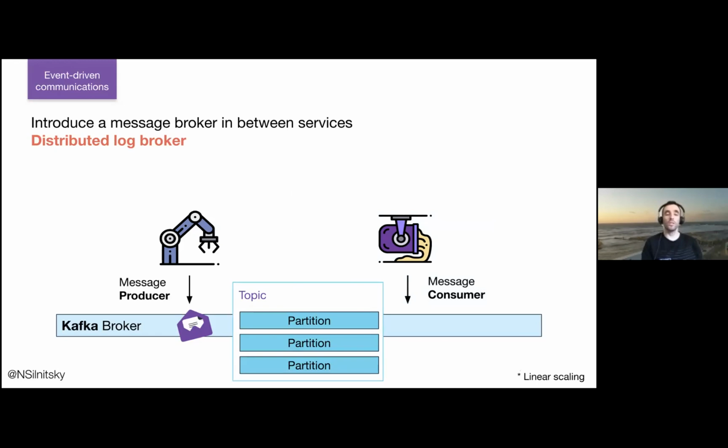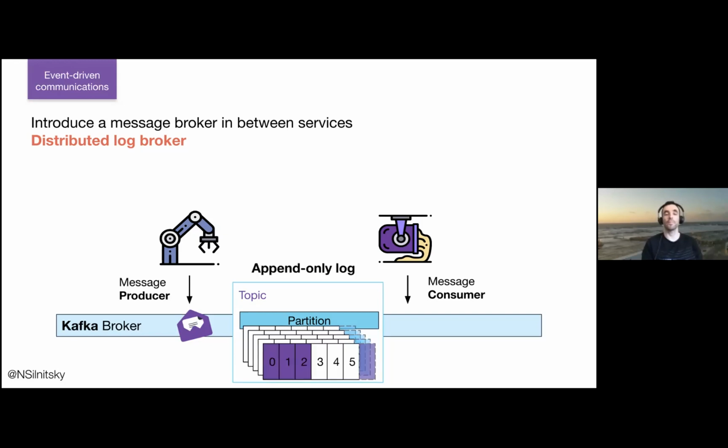Specifically, this talk focuses on a message broker of type Apache Kafka, which you can define as a distributed log broker, where each topic that messages are produced to is divided into partitions. And these partitions have linear scaling, meaning that if you need bigger throughput, all you have to do is add more partitions, and then you can handle more traffic. Of course, you also need more instances of your microservices to have this increased processing rate.